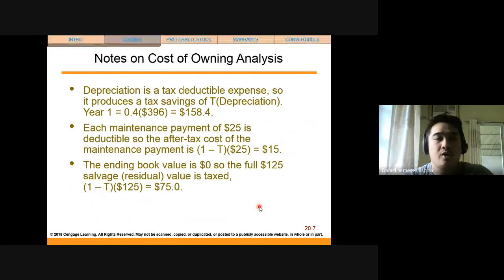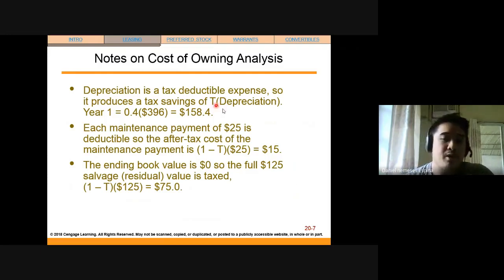Okay, so notes on cost of owning analysis. Depreciation is a tax-deductible expense. From the point of view of finance, however, depreciation is a non-cash expense. So virtually no cash leaves the business when we compute the depreciation expense. But it produces tax savings. So for year one, that's 158.4. The 396,000 depreciation, multiply by 40%.